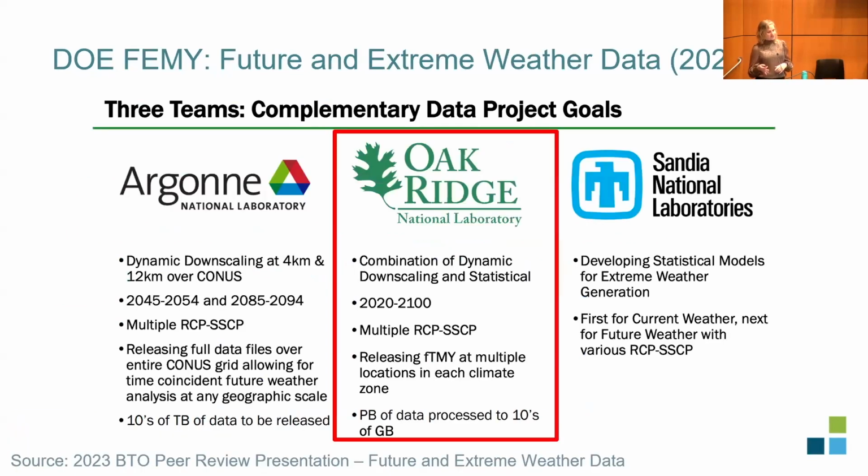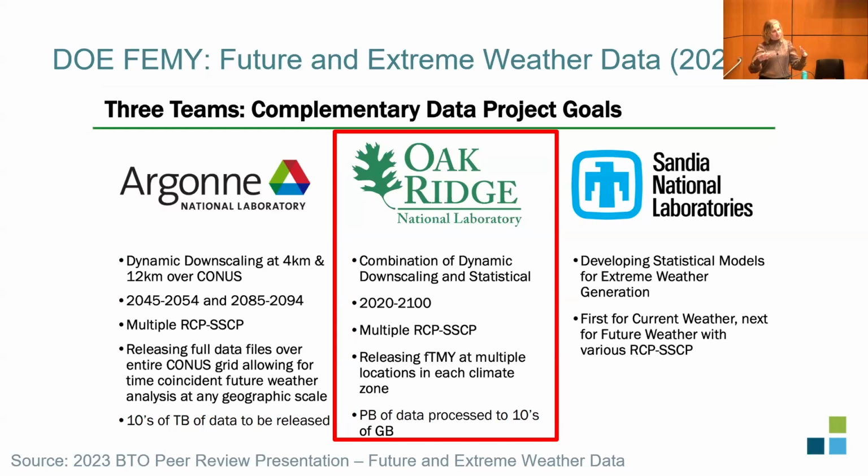So as I said, when we finished a few years ago, we were really lacking in available future weather, especially in the US. But right as we were finishing, the National Lab started a big project trying to get us better data. So there's a 3-part project that says till 2023, but it's actually still going on. Argonne is doing that heavy computational downscaling, and they're creating single future weather files. Oak Ridge is working with them and taking that data to make future TMY weather files.